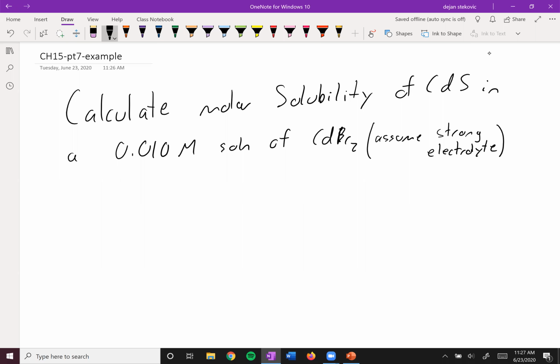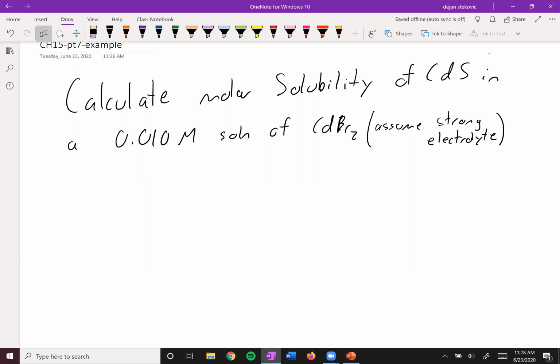All right, so let's take a look at a more quantitative example. In this case, the question asks us to calculate the molar solubility of cadmium sulfide in a 0.01 molar solution of cadmium bromide, and we're assuming that the cadmium bromide is a strong electrolyte, which means it will dissociate completely. So naturally, we want to start off with our ICE table.